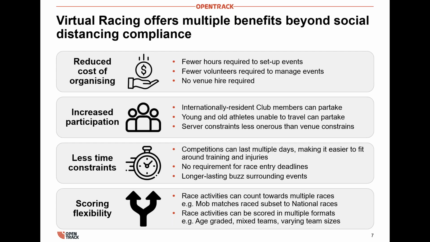No longer, in the example of a road relay, are you constrained by the 12 people you've submitted in your team. Instead, you can submit multiple teams, such as an age-adjusted team, a mixed team, a team of 12, as well as a team of 6. And scoring can be done for all of those different team combinations all at once.